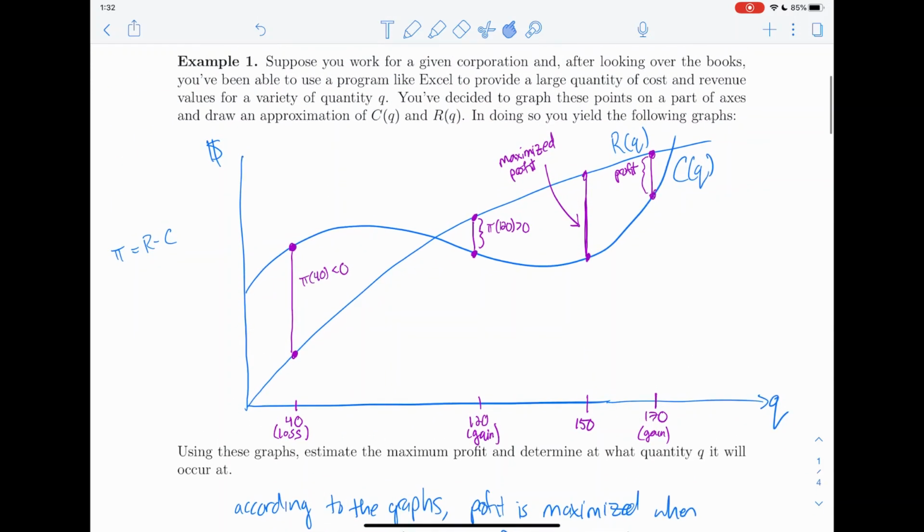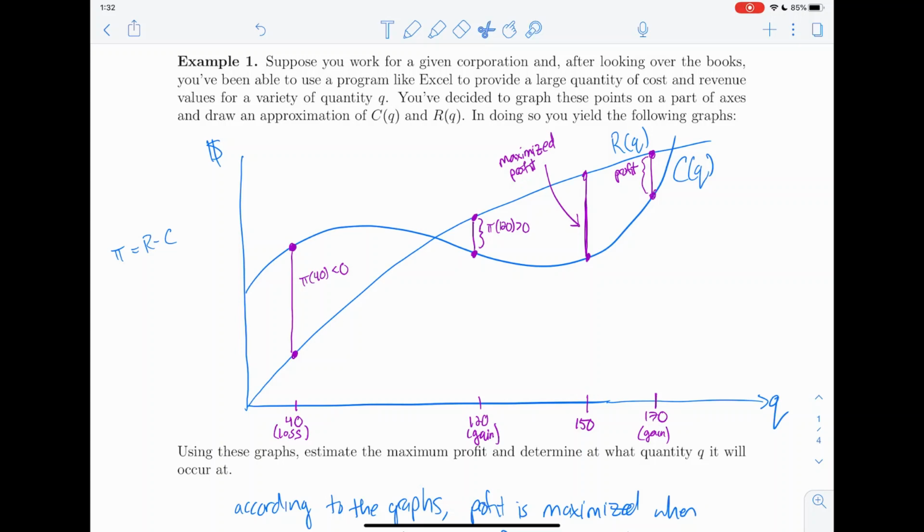But the question is, how do we do this with calculus? How do we do this with the techniques we've been learning so far in Chapter 4? That's a really good question, and that's what we're going to address. What we're going to do at the top of the next page is we're going to zero in on this maximized profit right here. And we're going to zoom in on that and make it a little bit bigger.